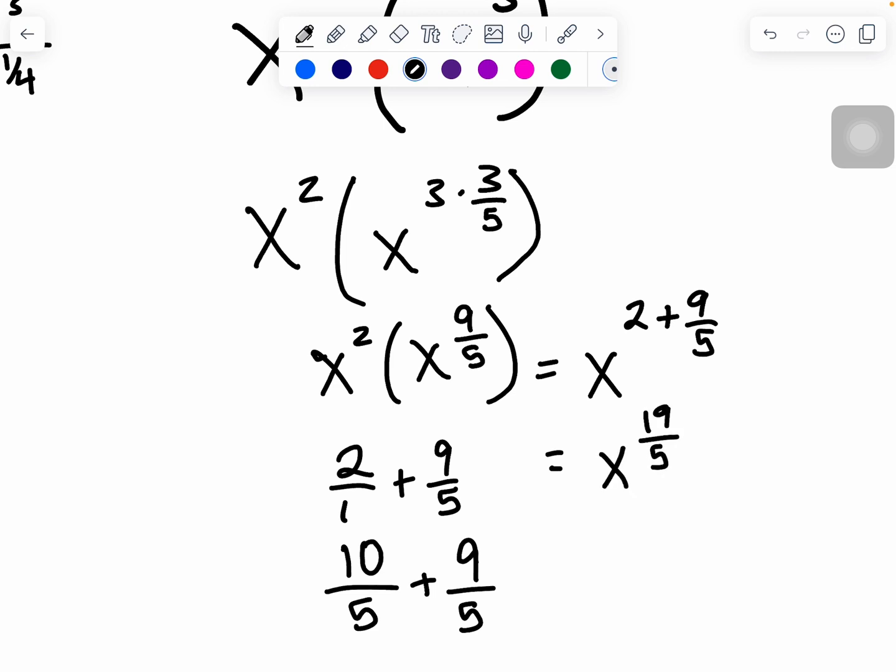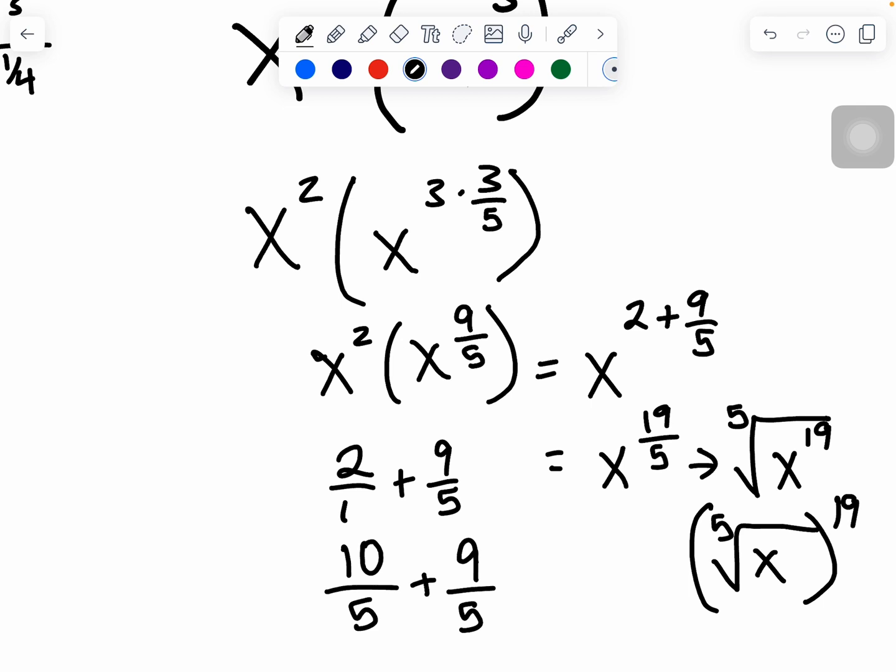Now, again, if you ended up with a fraction power in your answers, I wanted you to convert this to a root. So we have a fifth root because our denominator is 5. x is our variable, and it has a power of 19. If you wanted to write it like this, we have the fifth root of x raised to the 19th, completely up to you. They are exactly the same thing.